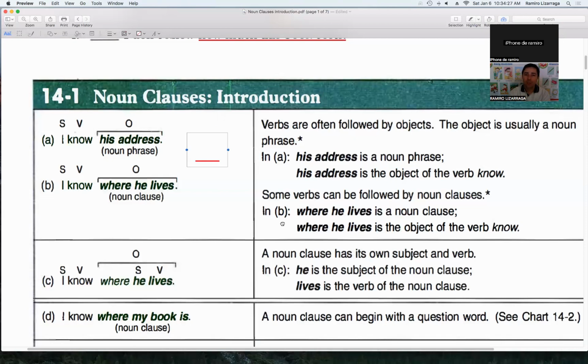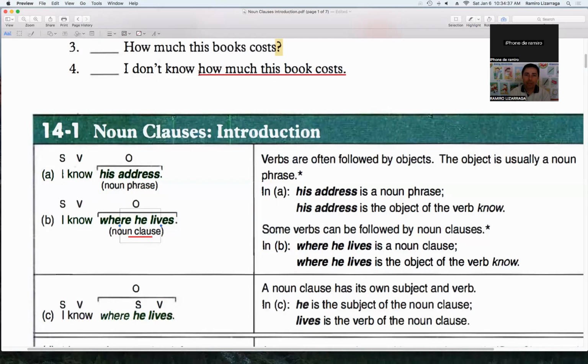Okay, let's continue. So some verbs can be followed by noun clauses. Okay. Now, fíjense, como les comenté aquí en lo que subrayé, esto que está aquí es un noun clause. Y esto que tengo acá también es un noun clause. La regla nos dice que some verbs can be followed by noun clauses. Bueno, nos está diciendo que algunos verbos son seguidos de, en este caso, de una oración sustantiva.